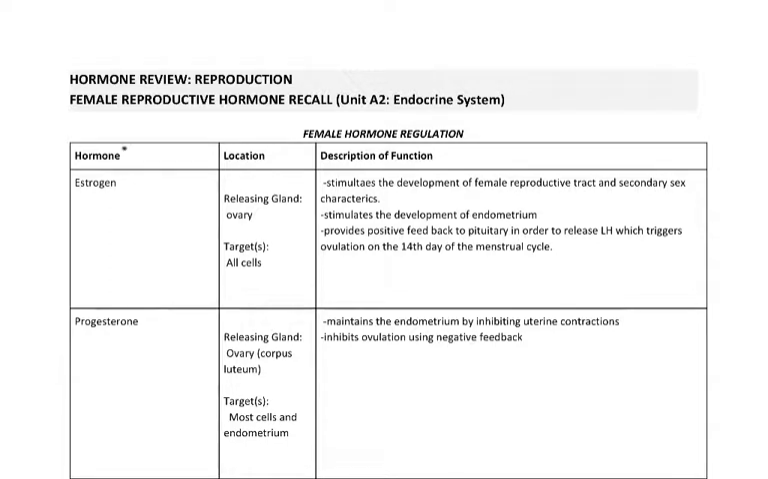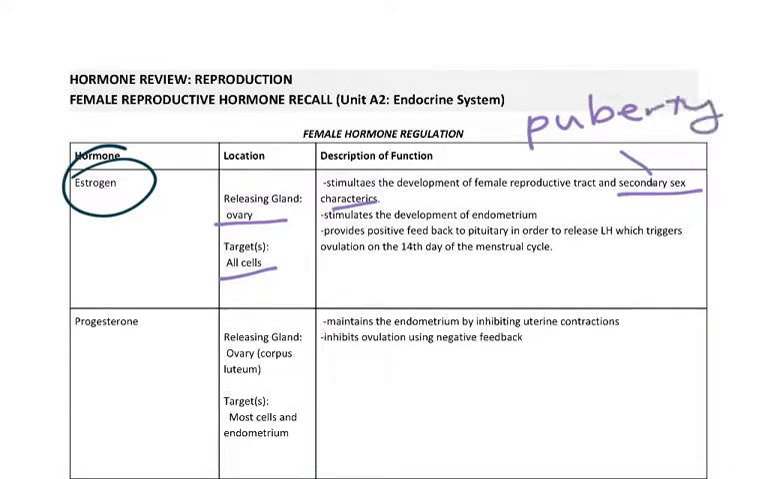So we're going to start with estrogen. Okay, so estrogen releasing from the ovary is going to target all of our cells. What we talked about from the endocrine system is that it's related to our secondary sex characteristics. These are characteristics that happen during puberty. But we also have to look at some of the more specific things estrogen does with the reproductive system. So it's also going to develop the endometrium.